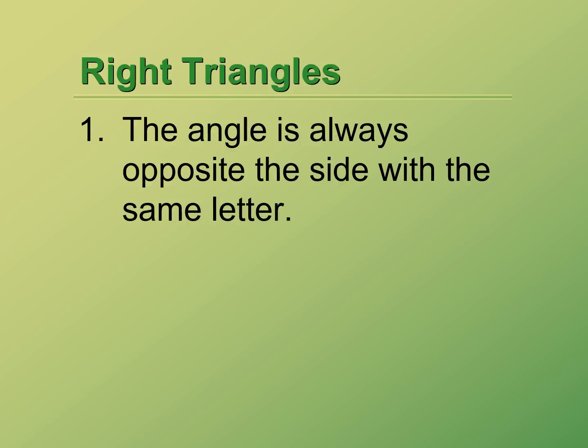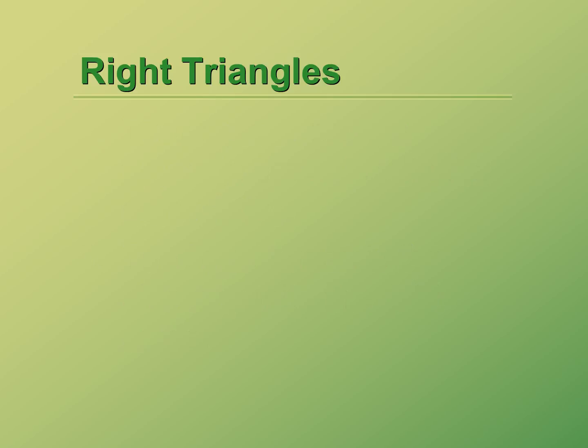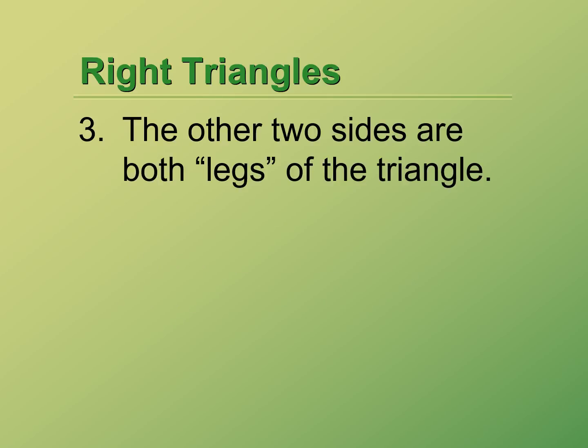So, right triangles. The angle is always opposite the side with the same letter. So if I have angle A, then the side opposite is side A. And the hypotenuse is always going to be the side opposite the right angle. So whatever side is opposite of the right angle, we call that side the hypotenuse. And the other 2 sides of the right triangle are going to be called the legs. So you have 2 legs and a hypotenuse, and that's what makes up a right triangle.